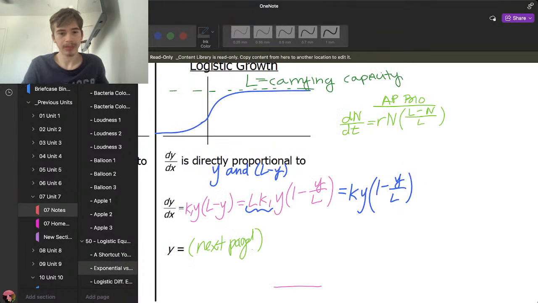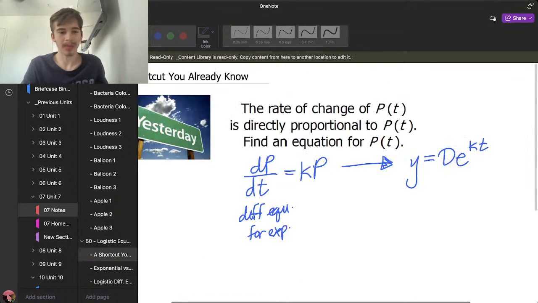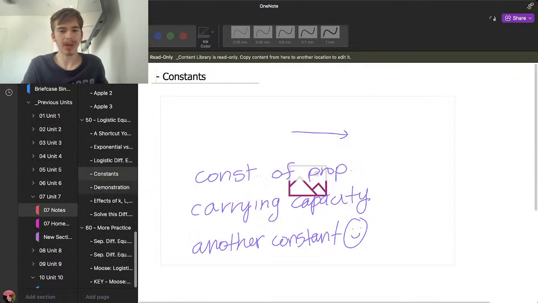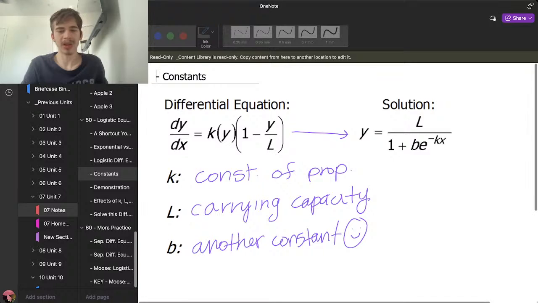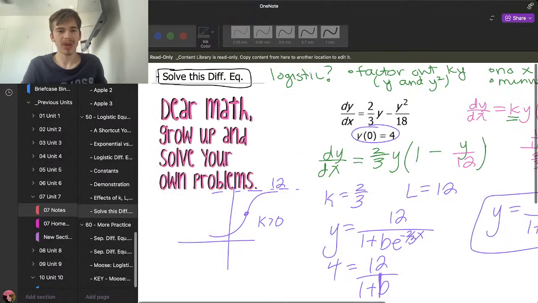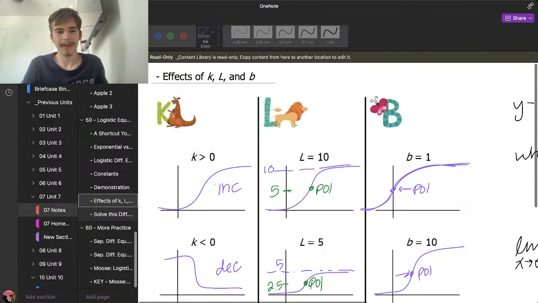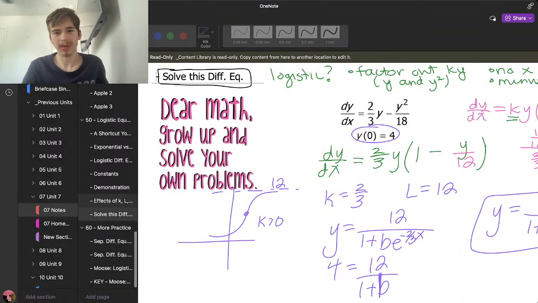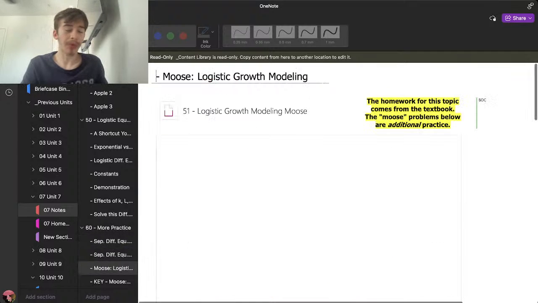So, do keep this in mind. Times L divided by L. Okay, you could take the L out. And the other is just understanding what each constant is. Carrying capacity, a constant, another constant. Solving, no need to. Actually, hold on. Let me see this. Oh, you probably do need to know that. It's fine. You're fine.